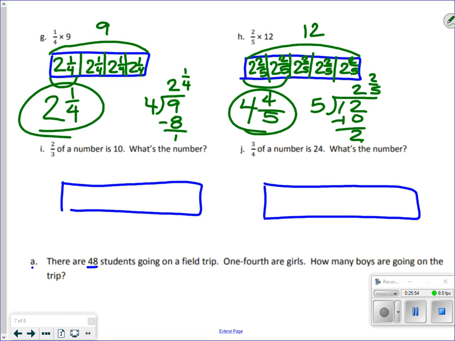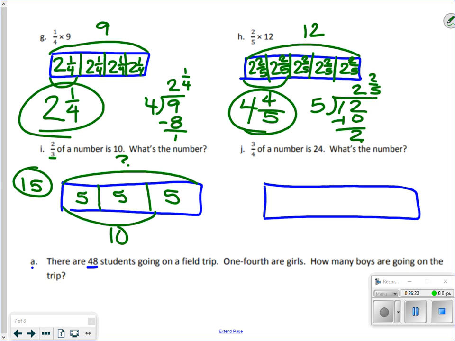2/3 of a number is 10. I know I've got 3 sections. I don't know the number. I do know that 2 of them together make 10. So what is 1 unit? 5. Because 2 of them together make 10. So what is the number? 15. Do you have a question, Marlon? Oh, okay.